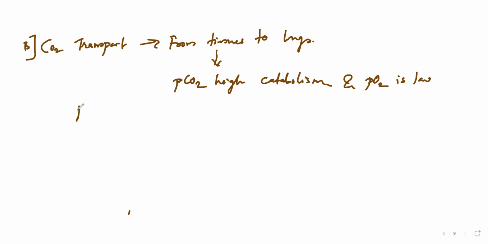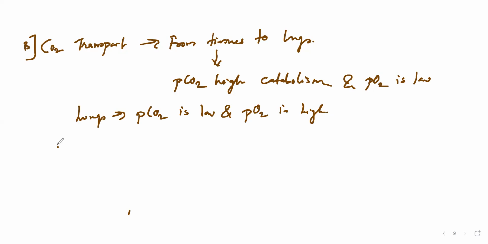But if you take the lungs, whatever the partial gradient of the CO2, that is carbon dioxide, will be low and O2 will be high. That's just the opposite. So when these factors have been maintained, then only the CO2 transportation is favored from the tissues to the lungs. If this has to happen, there are three ways in which it can happen.